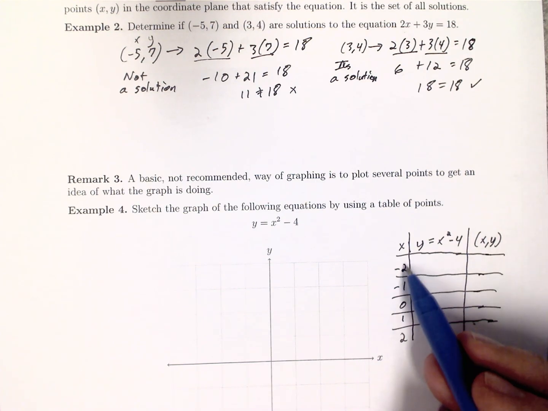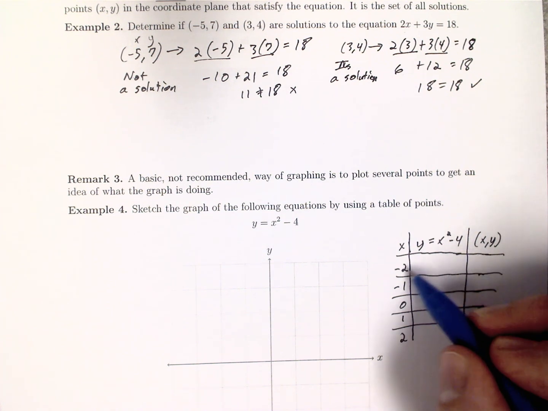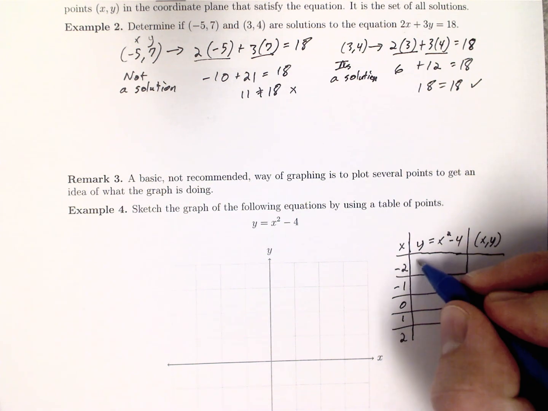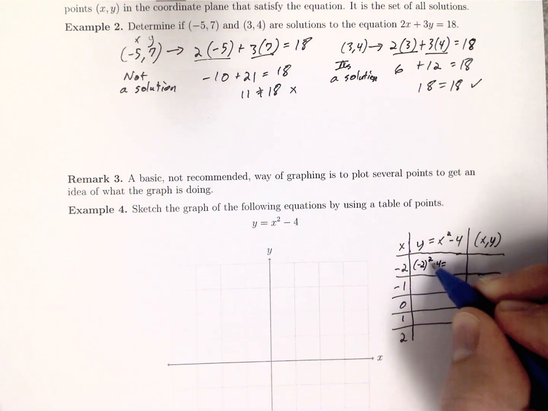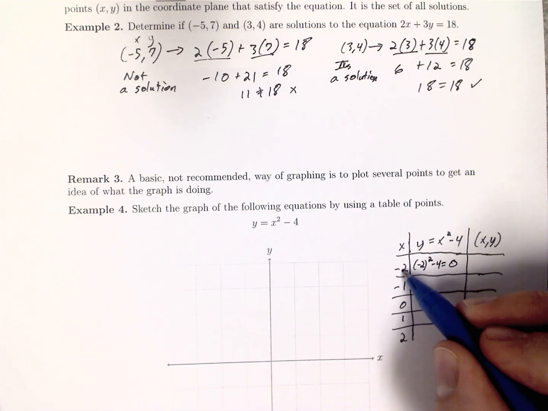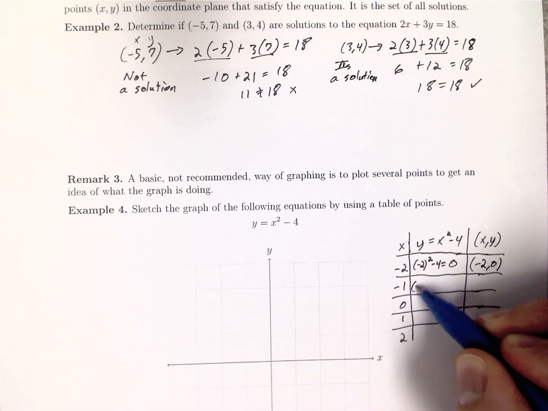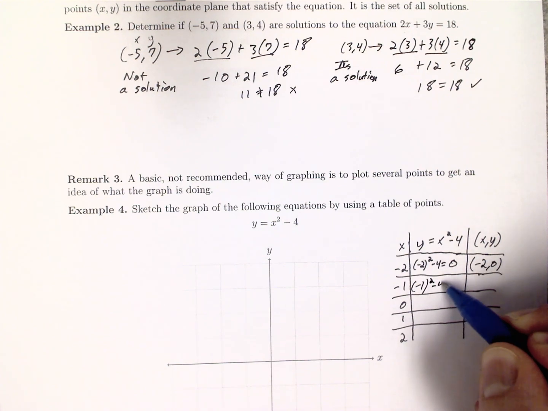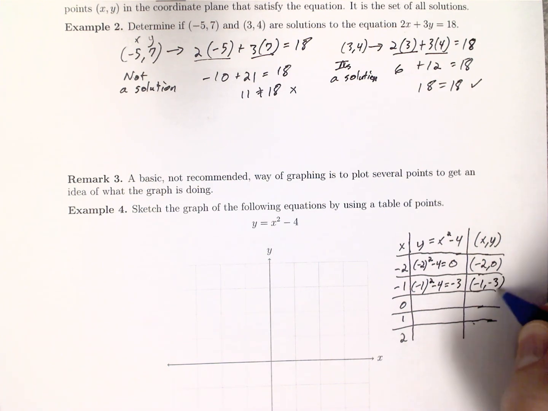So we've randomly chosen x values, and we're going to plug them in and see what happens. Negative 2 quantity squared minus 4. Negative 2 squared is 4, minus 4 is 0. So we have an x of negative 2 and an output y of 0, so negative 2, 0. Plug in negative 1: negative 1 squared is 1, minus 4 is negative 3. So we get negative 1, negative 3.